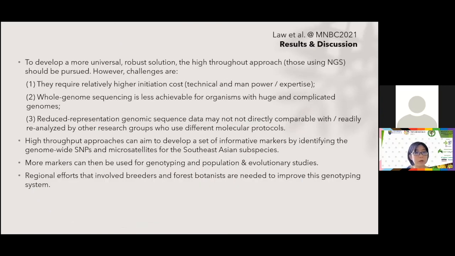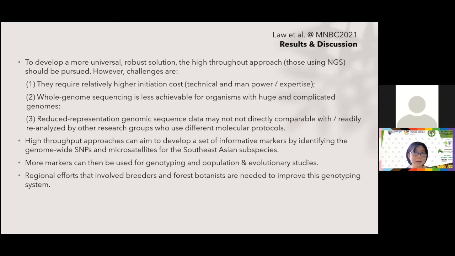So of course, to develop a more universal and robust solution, the high throughput approach, which uses NGS, next generation sequencing, should be pursued. I think Dr. Teo showed us a good example just now. The challenges are high initiation cost in terms of technical needs and manpower or expertise. And whole genome sequencing is less achievable for organisms with huge and complicated genomes like banana.